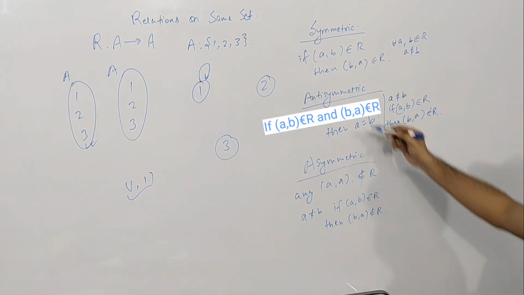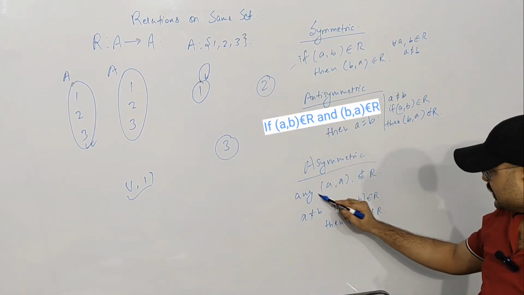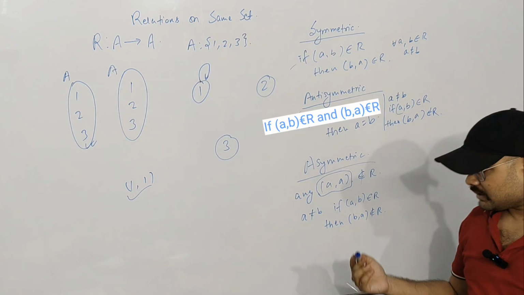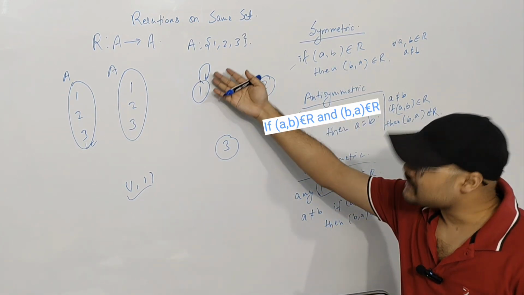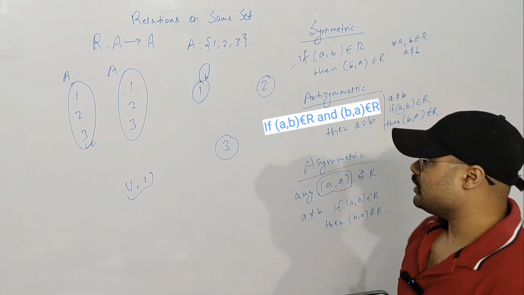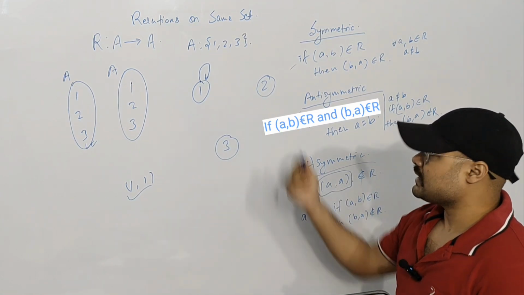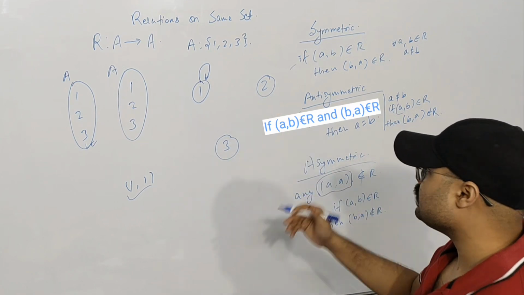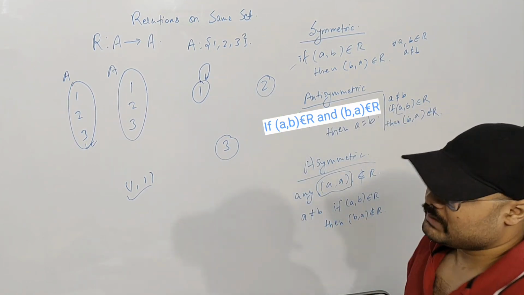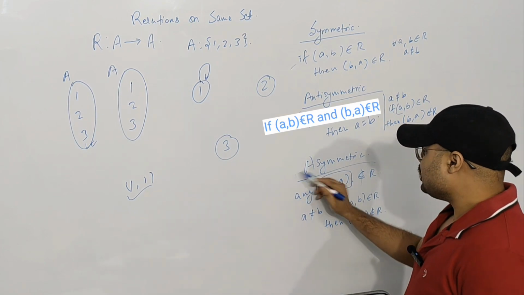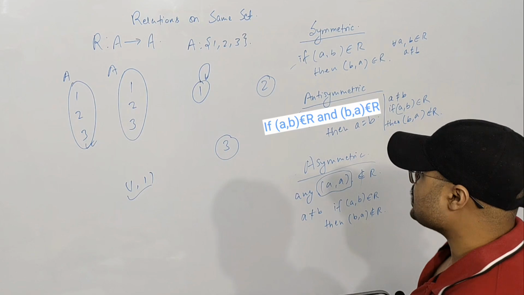So as you can see, for symmetric and anti-symmetric, whether an element is related to itself or not is not a deciding factor for us. We don't even care to look at whether such a relationship is there or not. It may be there, it may not be there. But for asymmetric, it does not have to be there. If that is the case, then it is not an asymmetric relationship.